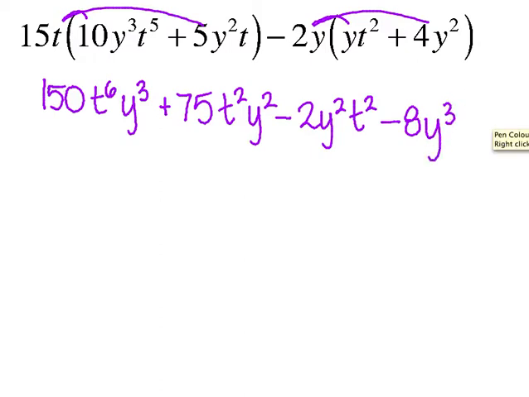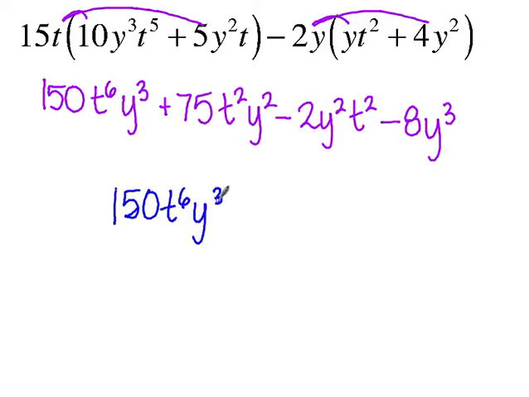So now I'm looking for like terms. Like terms mean you have the exact same variables. So first of all, do I have another 150 t to the 6th y cubed? No. So that is going to be the first part of my answer.